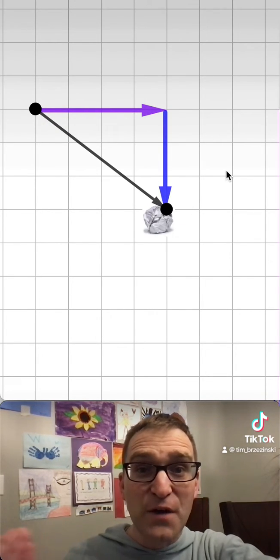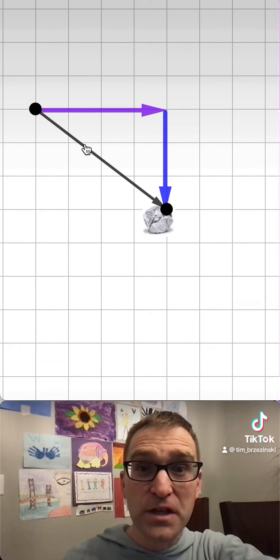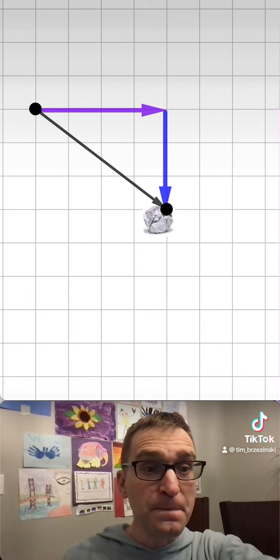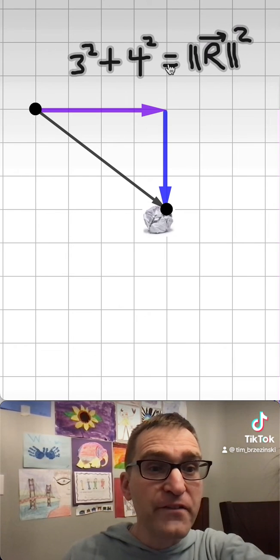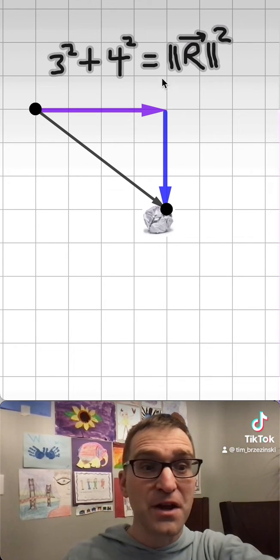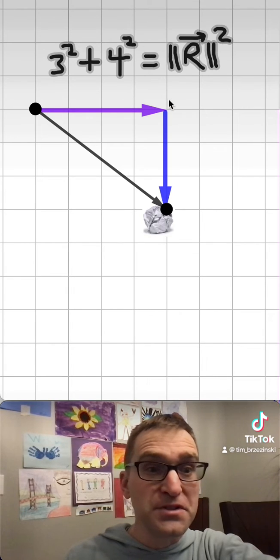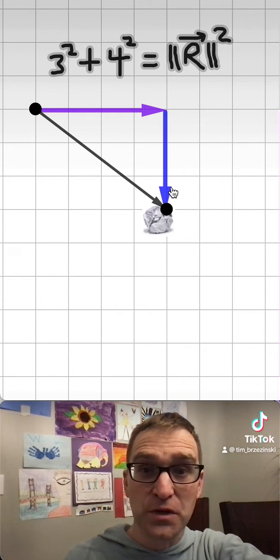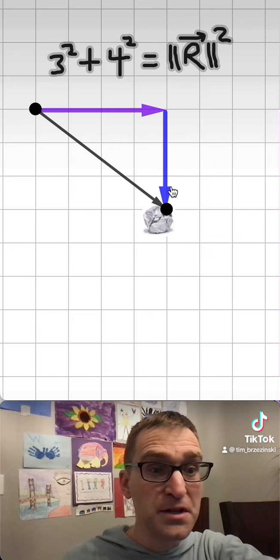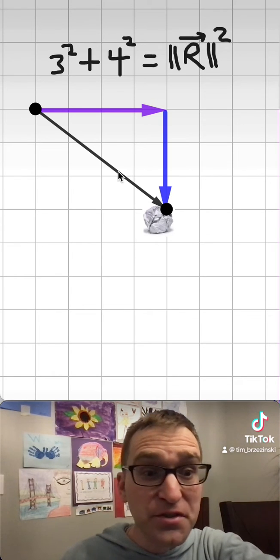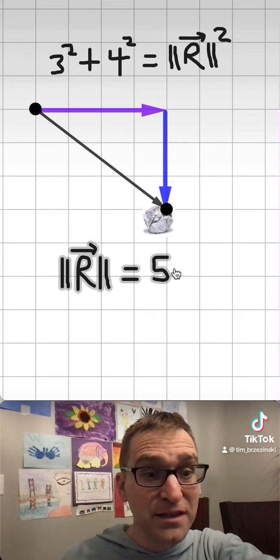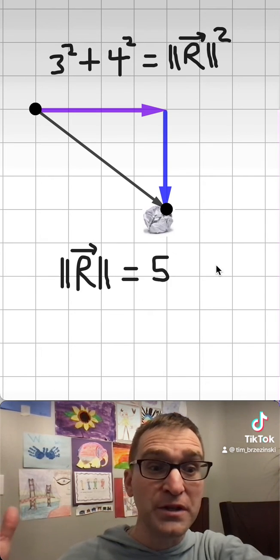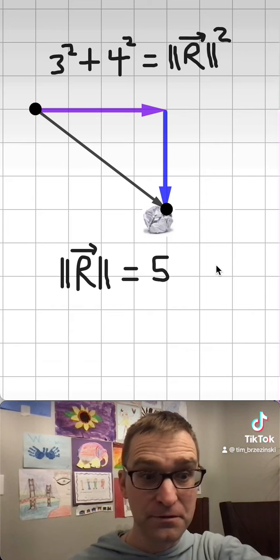Now the question is, how fast of a wind is that going to be? Well, if you look at this, you'll see we have a right triangle here. And we could solve it by simply doing this, right? The magnitude of that vector squared plus the magnitude of that vector squared is equal to the magnitude of the resultant squared right there. Do the Pythagorean theorem on that, and you'll get that the piece of paper is going to be blowing now at 5 miles per hour, right?